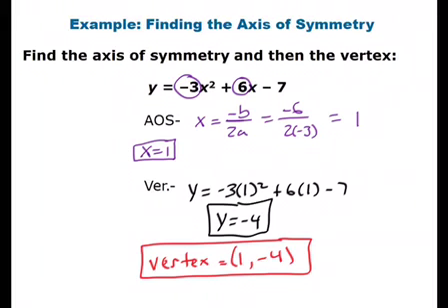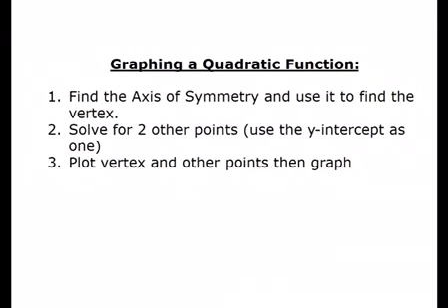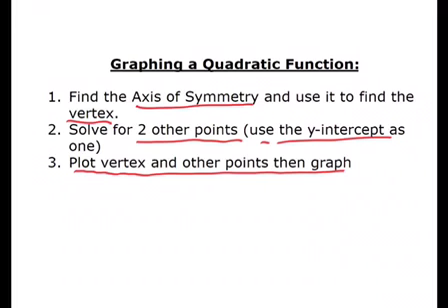So the next thing we're going to do is tie all this together and use it to graph parabolas on the coordinate plane. In order to do that, we're going to do this by hand to start off with, just to find key points. We're going to find the axis of symmetry. We're going to use that to find the vertex. And then we're going to find 2 other points. It's easiest if we use the y-intercept as one, and we'll talk about what the y-intercept is in terms of your quadratic equation. And it's actually really easy to find. And then we're going to plot the vertex and our other points in order to create our graph.